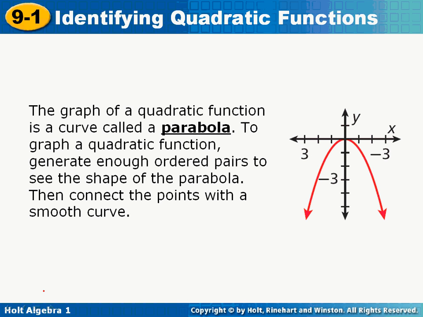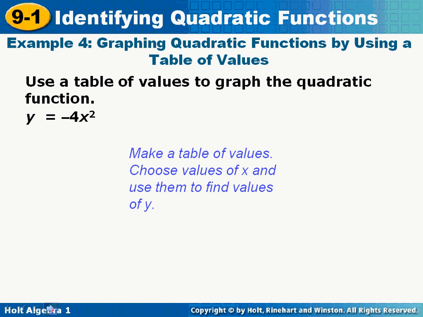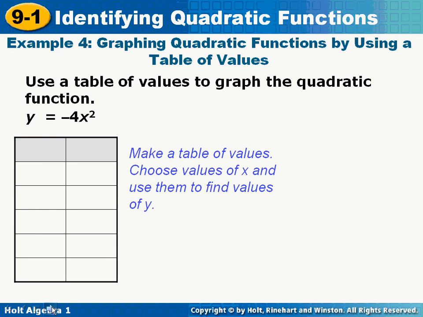Okay, the graph of these types of function is called a parabola. You have to get enough ordered pairs so that they form this smooth curve. All right, let's try this one. We're going to try negative 4x squared. We're going to make a table of values. I'm going to pick these 5 values. You always need to have at least 5 points.